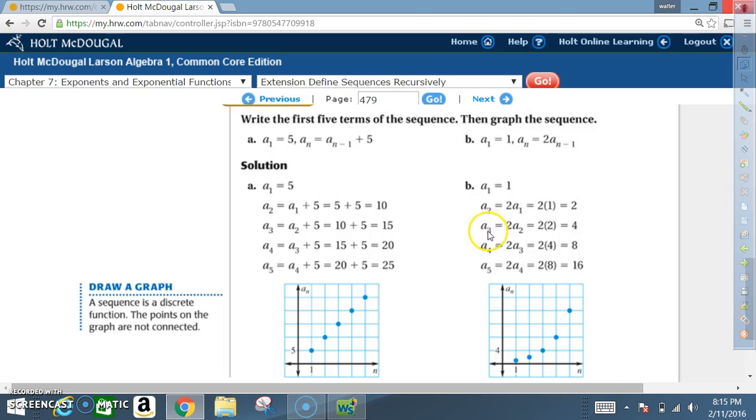A sub 3 is equal to 2 times a sub 2, which is 2 times 2, which is equal to 4. A sub 4 is equal to 2 times a sub 3, which is 2 times 4, which is equal to 8. A sub 5 is equal to 2 times a sub 4, which is 2 times 8, which is equal to 16. And then once again, we graph. Also, we notice that our graph is exponential.